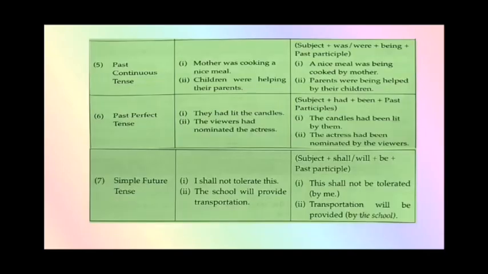Next tense is the past continuous tense. In the active voice, we have the first sentence, Mother was cooking a nice meal. Now in order to change into a passive voice, the rule that is used is subject plus was or were plus being and the past participle. So the same sentence when you change into the passive voice, it is changed into: a nice meal was being cooked by mother. Okay, cooking became cooked and "was being" is added.